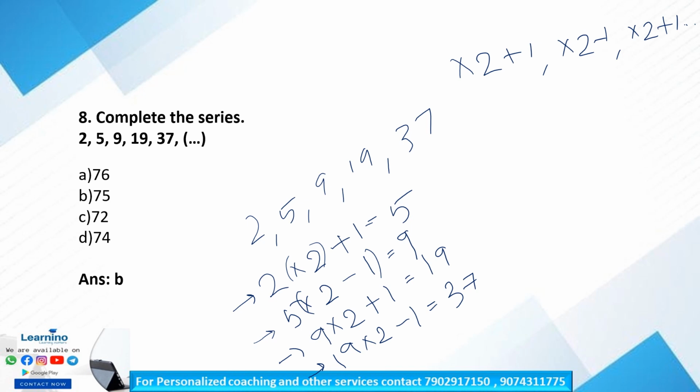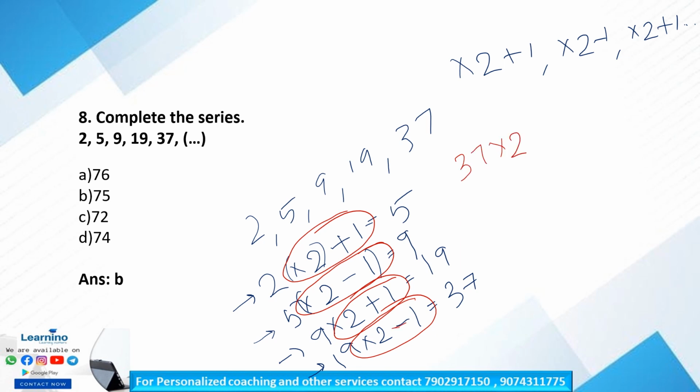Okay. So first one is into 2 plus 1. Then into 2 minus 1, into 2 plus 1, into 2 minus 1. So what will be the next term? That is 37 into 2. Here it is minus 1. So the next term will be plus 1. So what is 37 into 2? It is 74 plus 1 is 75. That is option B is our correct answer.